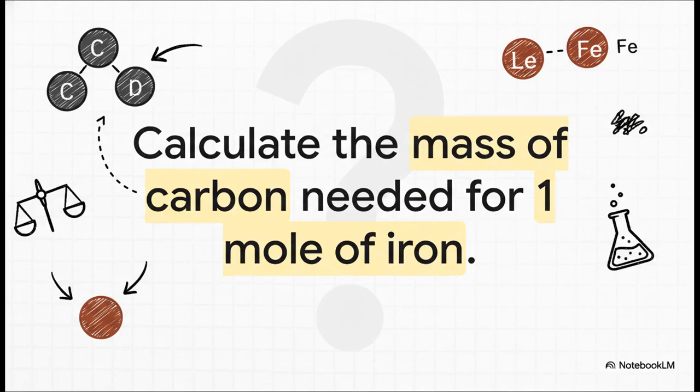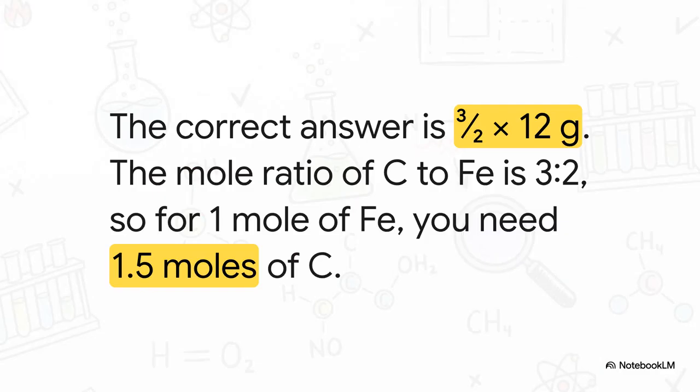If you look at the balanced equation, you see that 3 moles of carbon make 2 moles of iron. But, and this is the important bit, the question only asks about 1 mole of iron, so we've got to tweak that ratio. The answer is 3/2 times 12g.